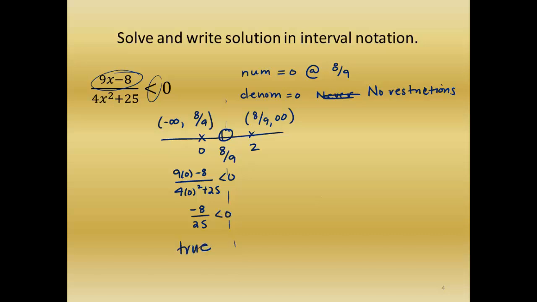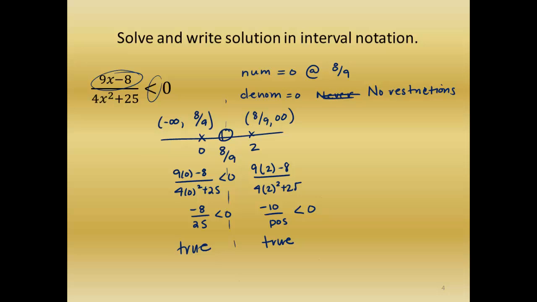Let's go ahead and test on the other side. I'm going to substitute in 2. 9 times 2 minus 8 over 4 times 2 squared plus 25. My numerator is going to be positive 10. My denominator is positive. I'm not even concerned. This is going to be greater than 0 because my denominator is positive. This side is also true.